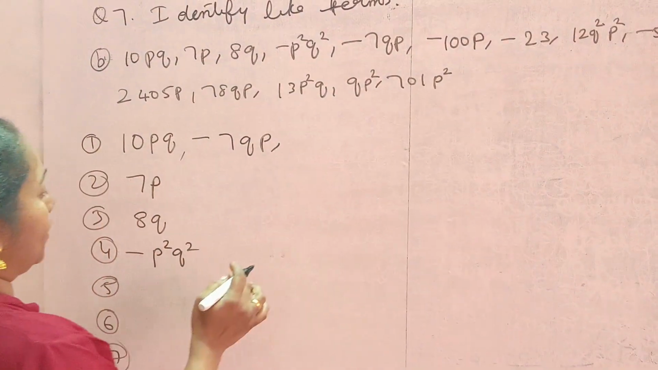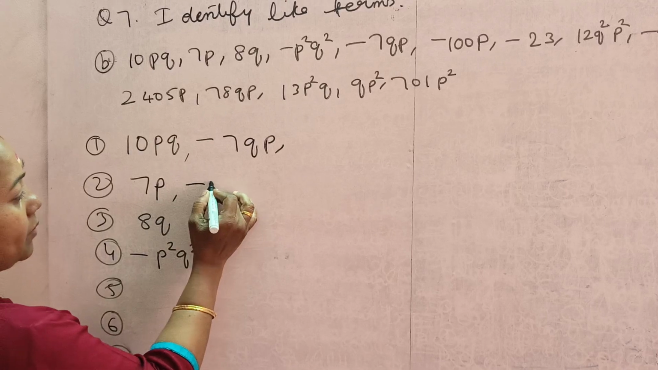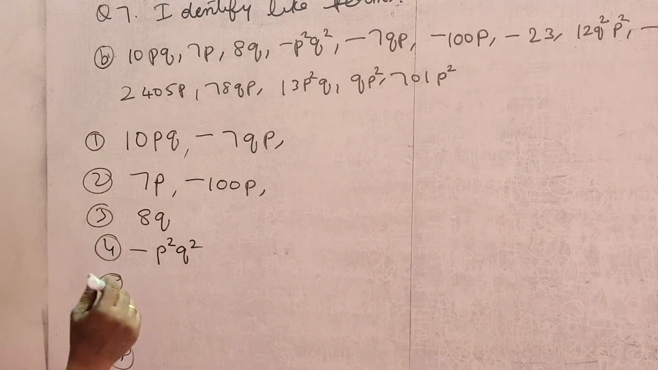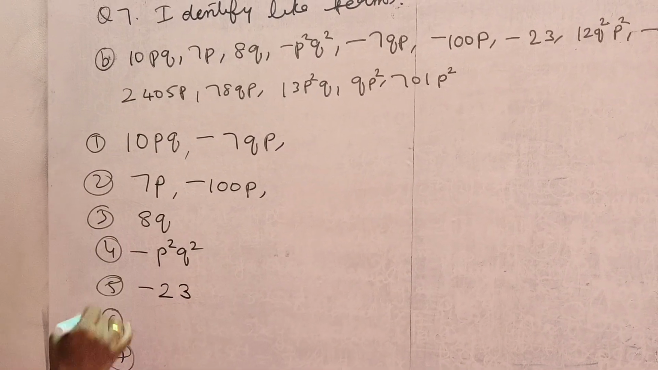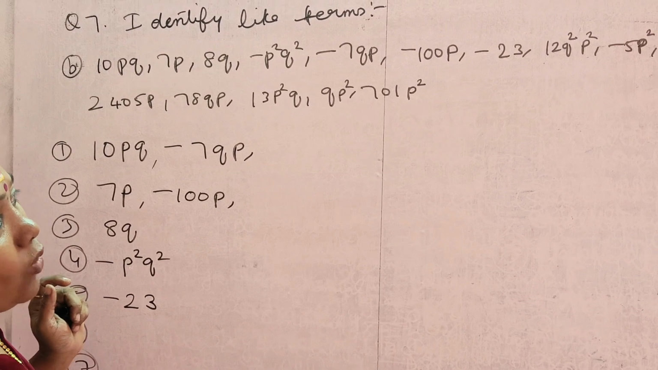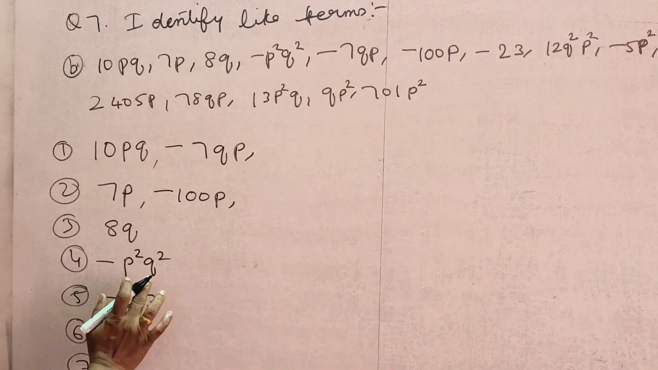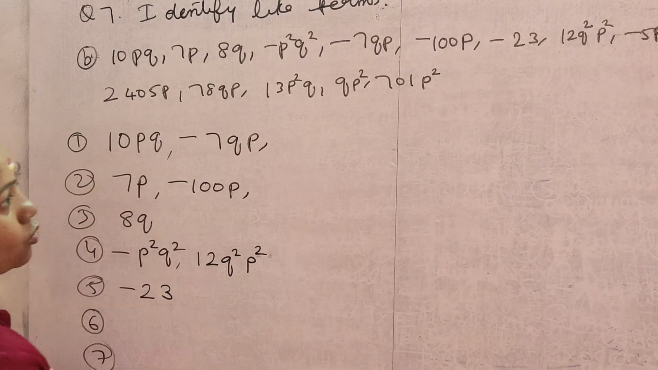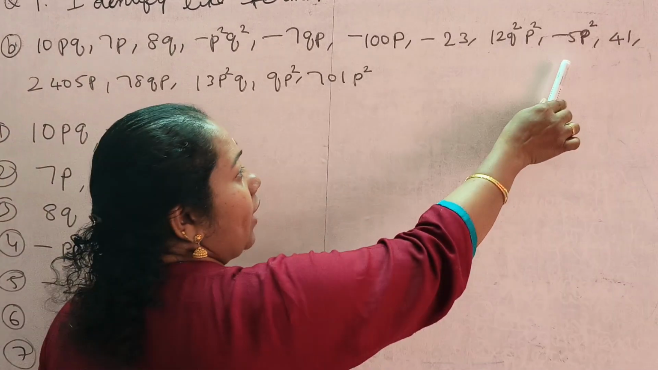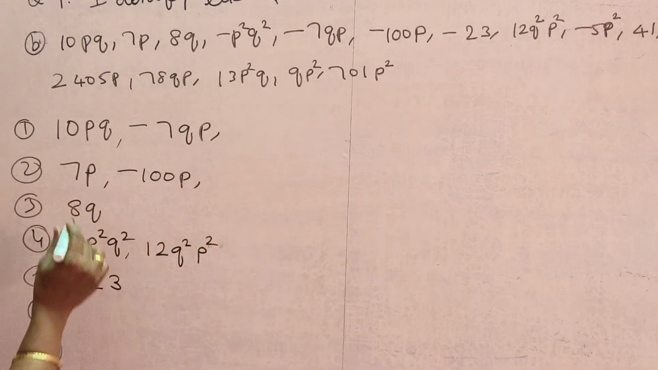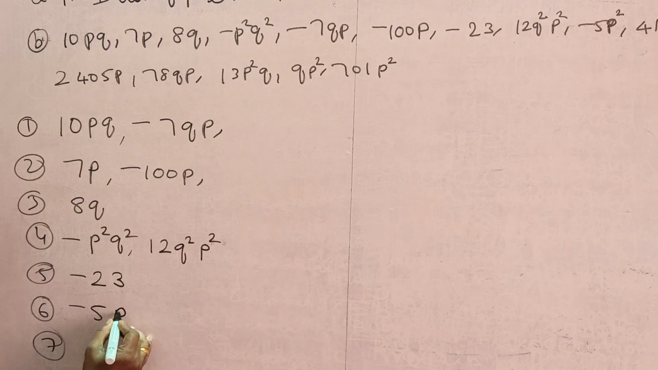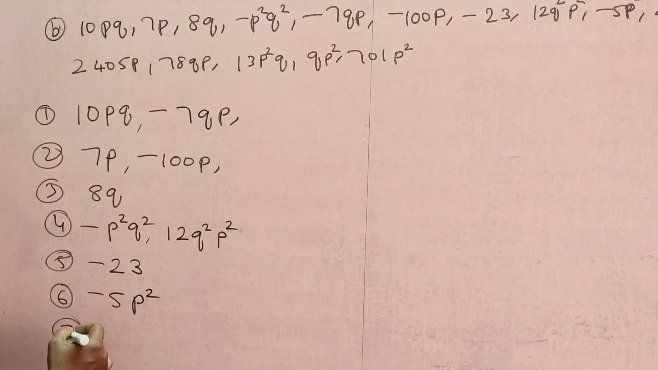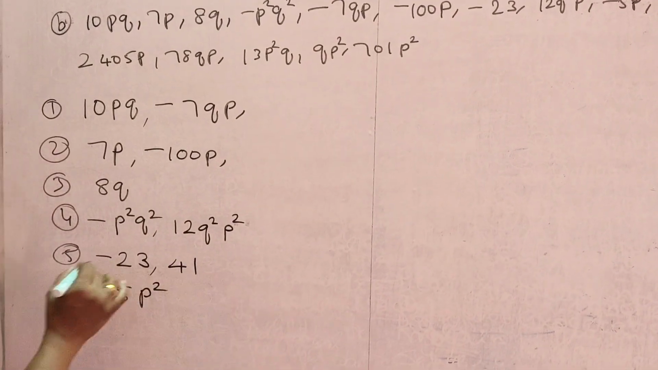Next one is minus 100p. P is here. So minus 100p. These are the like terms. Next one is minus 23. It's a constant. So we have to write separately. Now 12q squared, p squared. Q squared, p squared is here. So 12q squared, p squared. Next one is minus 5p squared. Minus 5p squared is not here. So minus 5p squared. Next one is 41. It's a constant. 41 is a constant. So it will be written with this one. These are the like terms.